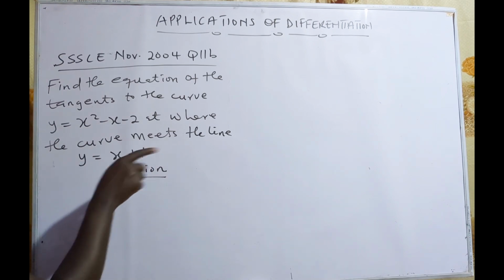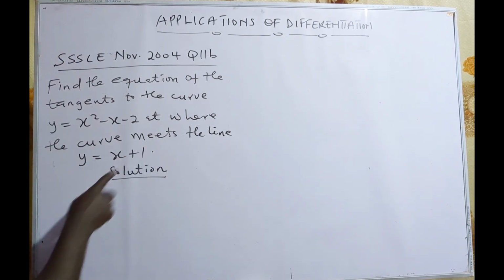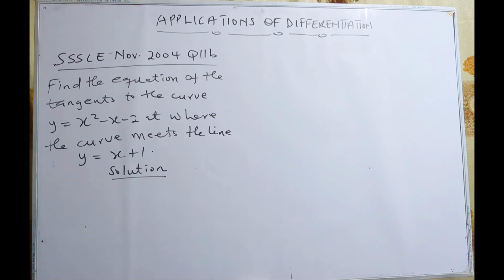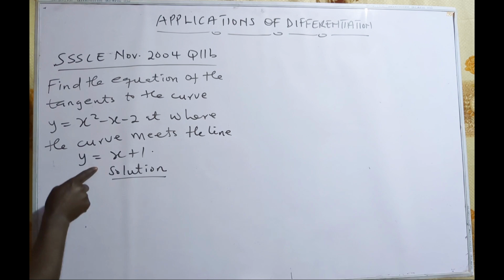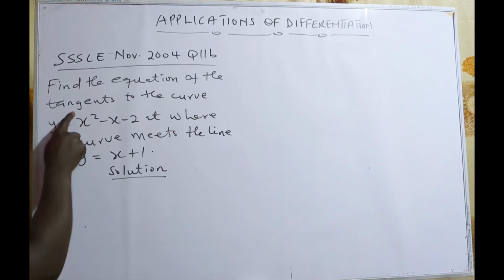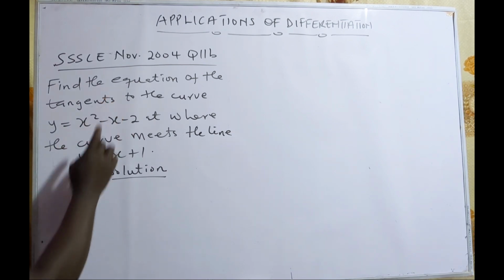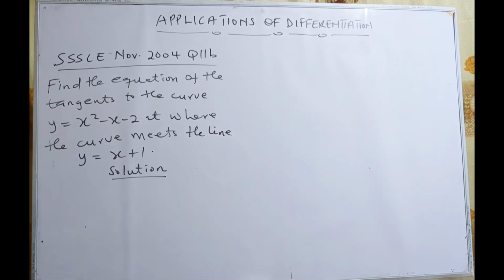y equals x plus 1. Alright, where the curve meets this line. The point where the line is tangent to the curve is the point of intersection, or the point where these two lines will meet. At that point we can equate the two equations, or solve them simultaneously. Then, when we solve, the point that we get, we use to find the equation of the tangent.